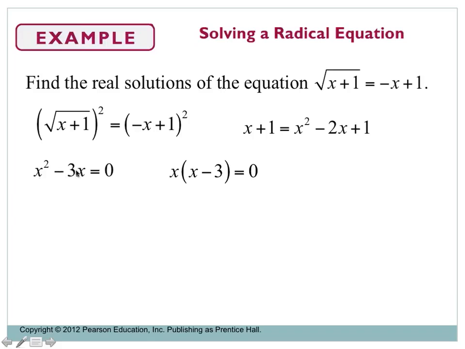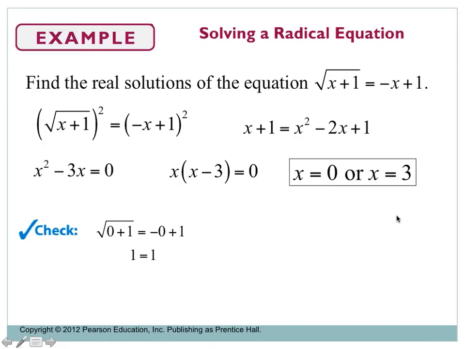You can solve this by factoring. There's a common factor of an x that you can take out. So you're left with x times x minus 3 equals 0. And if you split this, you're going to get x equals 0 or x minus 3 equals 0, which gives you the solutions x equals 0 or x equals 3.